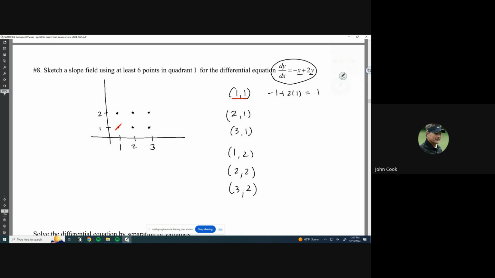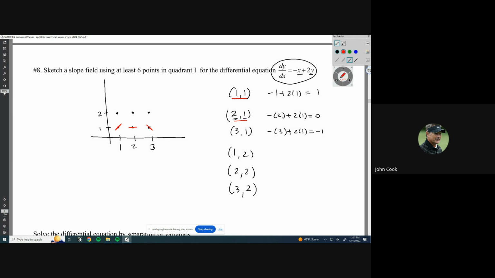Okay, and now I plug in 2 for x and 1 for y. So -2 plus 2 times 1. That's -2 plus 2, which is 0, so a slope of 0 at the coordinate (2, 1). Over 2, up 1. A slope of 0 looks like that. And if I plugged in 3 for x and 1 for y, I'd get -3 plus 2, which is -1. A slope of -1 looks something like this. It's like down 1 over 1. So like that, kind of.